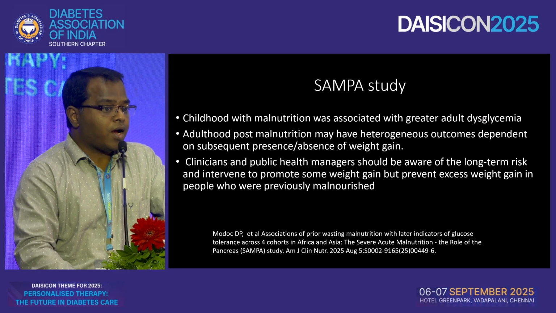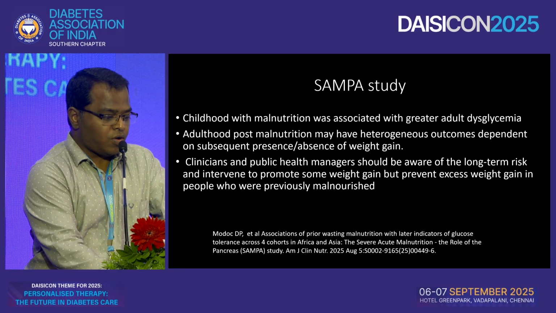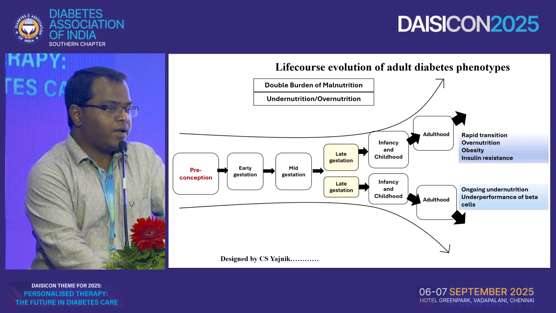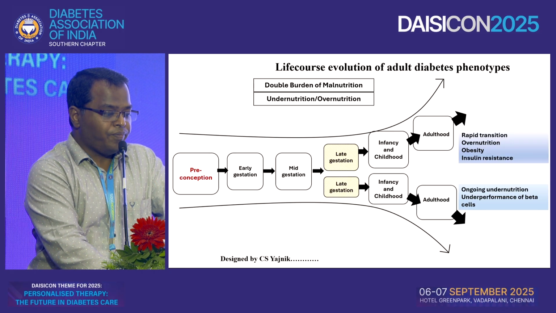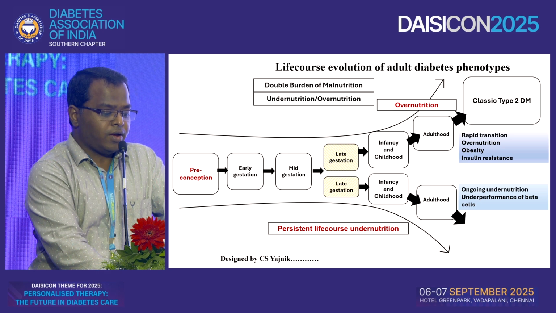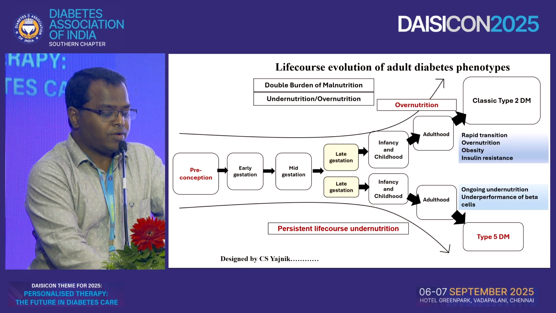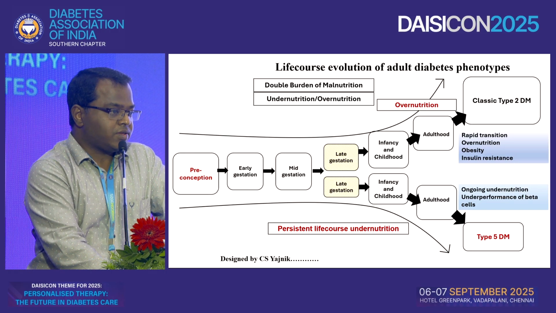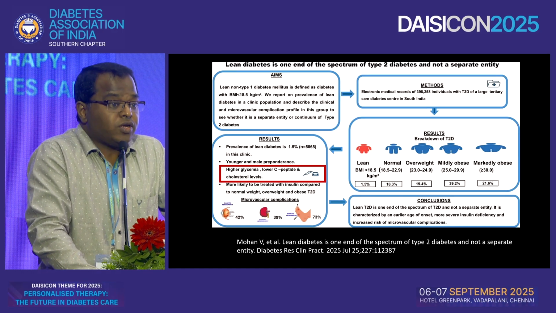It is the opposite of Barker's hypothesis, where there is undernutrition, then overnutrition, leading to type 2 diabetes. This is just the opposite of that. This picture, designed by Professor Yajnik, who gave it to us for further understanding, will probably help. Somebody has undernutrition during pregnancy, in the intrauterine period, and probably postnatally, and if they have overnutrition, they have type 2. This is Barker's hypothesis. And if they have undernutrition during the life course and subsequently a double hit, that means another malnutrition during adulthood, potentially they could be type 5 diabetes, which we are seeing in the current context. And recently Mohan et al. have also shown a similar picture.